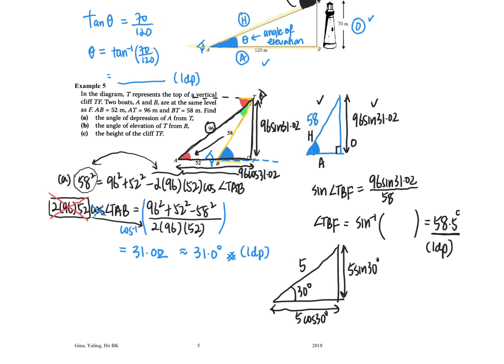I found the height of the cliff already. This is the height of the cliff. Since this one equals this one by alternate angles, I can find this one first, which is this value, then I add this one. So the red one is the same, and the green one is the same as this one also.